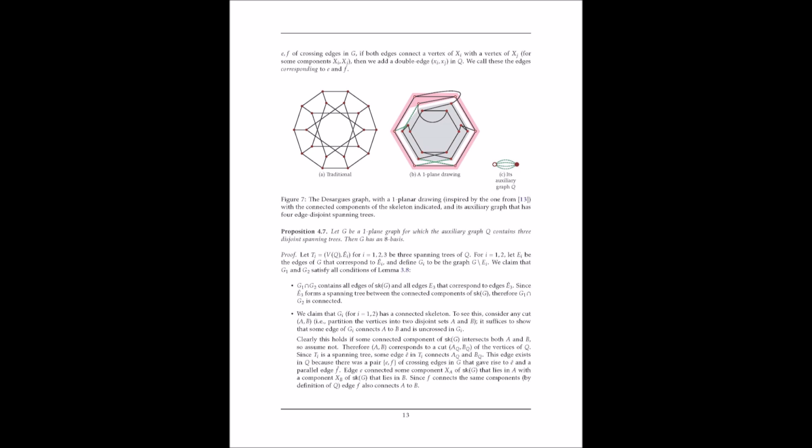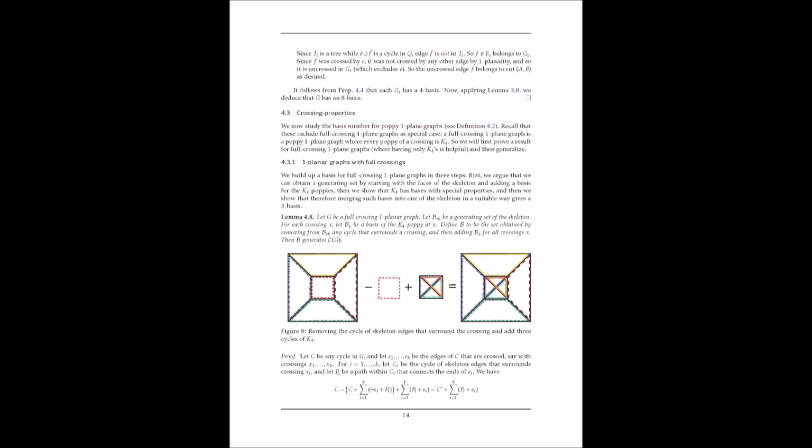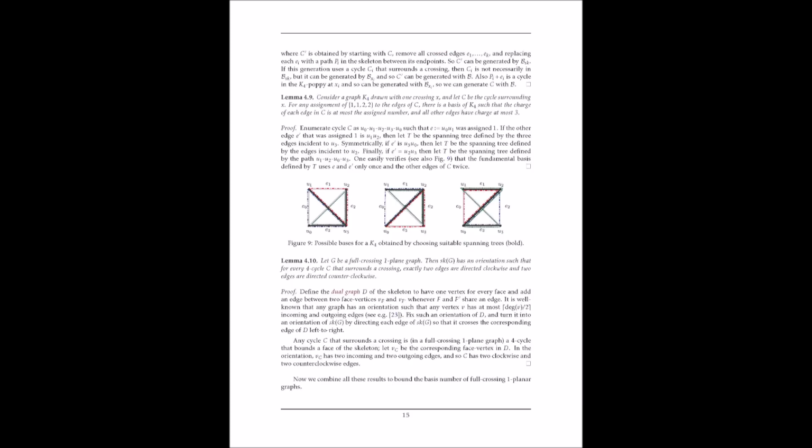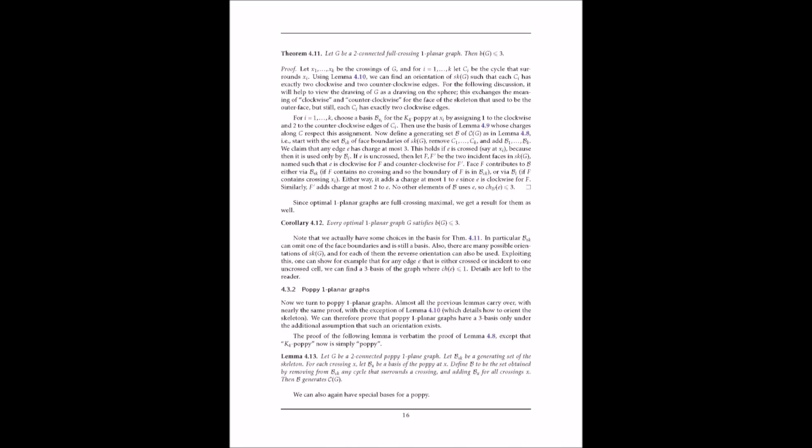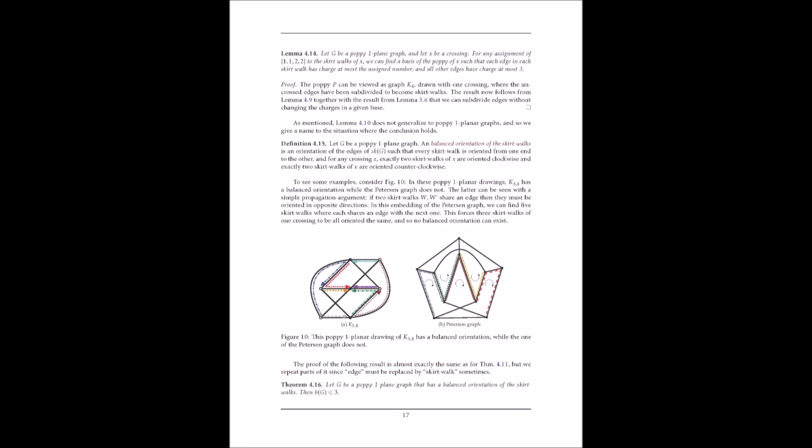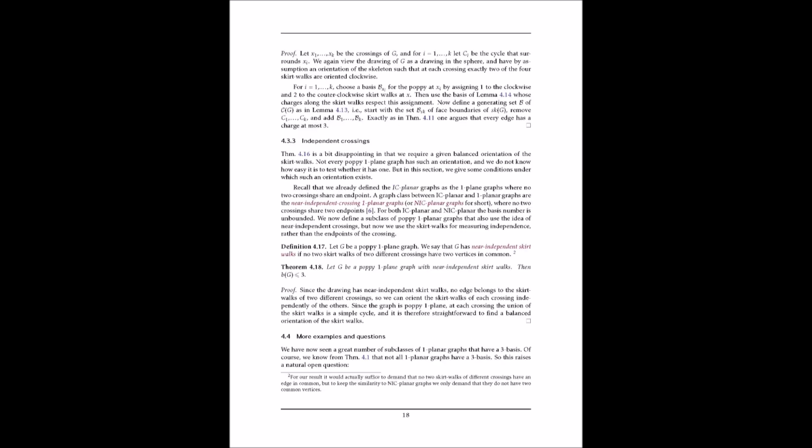Let's take the Peterson graph as an example. Remember we mentioned earlier that in its typical Poppy one planar drawing, it doesn't have a balanced orientation. Right, because of those interconnected skirt walks that create a kind of domino effect. Exactly. In that specific drawing, we run into a problem because we can find a sequence of 5 skirt walks that are linked together, each one sharing an edge with the next one. This forces us to orient 3 skirt walks of one crossing in the same direction, which violates the balanced orientation condition. I see. So it's like a chain reaction where the orientation of one skirt walk dictates the orientation of its neighbor and so on.